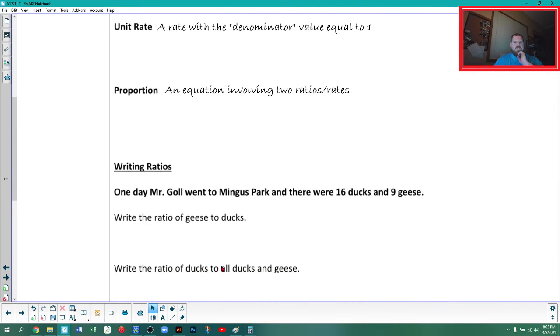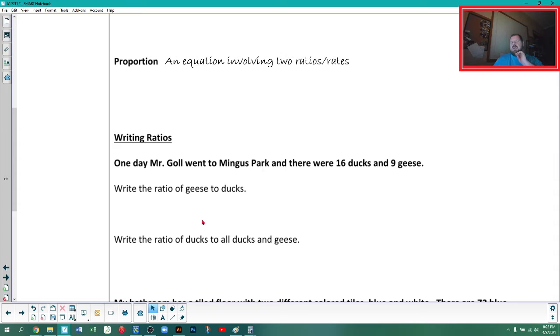Let's go ahead and get started here. I consider these to be ratios because I'm looking at ducks and geese, looking at birds at Mingus Park. Okay. So one day, Mr. Gall went to Mingus Park, and let me back up, I guess. I could see where you might consider them rates, as they're not ducks and ducks or geese and geese. And so again, at the end of the day, it doesn't really matter. There are multiple ways that we write ratios. There's definitely one that we're going to prefer, but I do want to show you all of them just so you're aware that they can be possibilities that we will see.